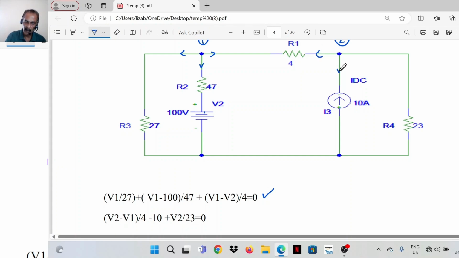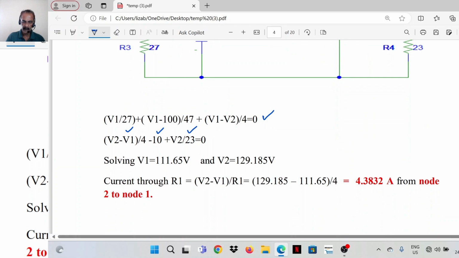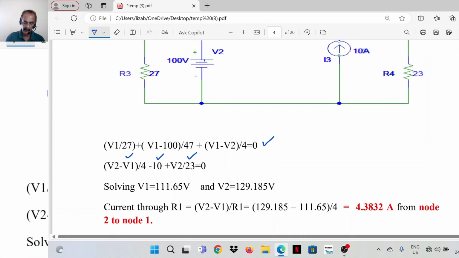Again consider the sum of outgoing currents equal to 0 at node 2. The current flowing to node 1 is (V2 minus V1) divided by 4. A current of 10 ampere is coming to node 2, so the outgoing current is minus 10. Then the current flowing through the 23 ohm resistance, V2 divided by 23, is an outgoing current, equal to 0. So solve these equations and we will get the voltages V1 and V2.